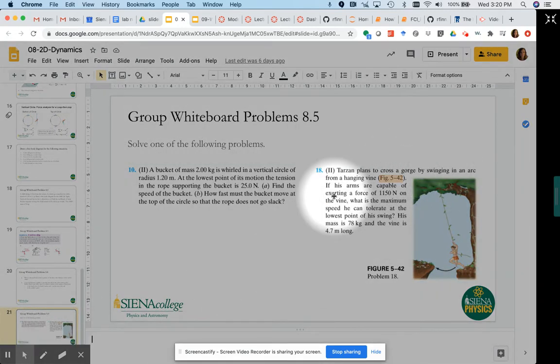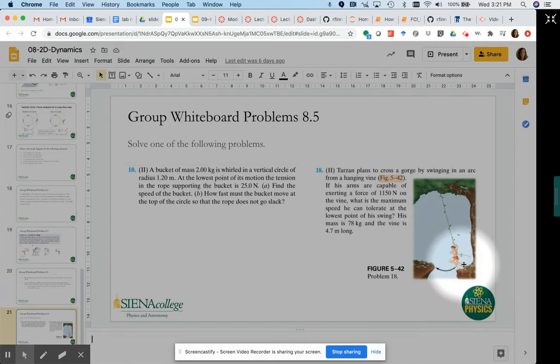All right, and he's hanging from a vine, of course, and his arms are capable of exerting a force of 50 newtons. I'm just going to write that down on the vine. What's the maximum speed he can tolerate at the lowest point of the swing? So we want to find v. And then his mass is 78 kilograms. And the length of the vine, which is the radius of our circle, is 4.7 meters.